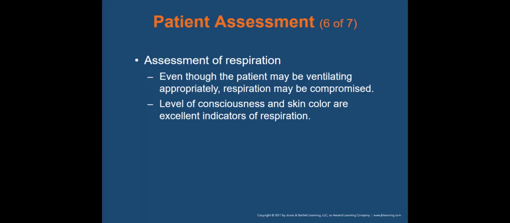So in your assessment of respiration, even though the patient may be ventilating appropriately, respiration can be compromised. Level of consciousness and skin color are excellent indicators of respiration, because when respiration falls and carbon dioxide and oxygen are not exchanging, then you have skin changes. They're going to be blue, they're going to be pale, they're going to be moist. So even though the patient may be ventilating appropriately, the actual exchange of oxygen and carbon dioxide at the tissue level may still be compromised by several factors.